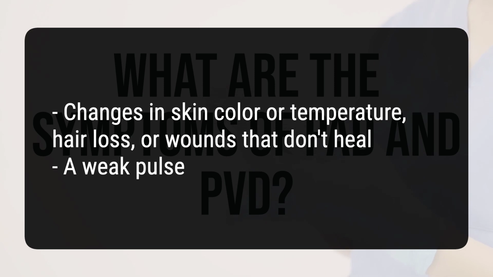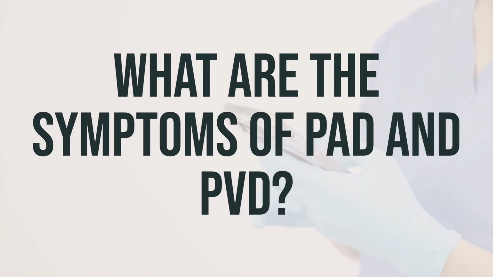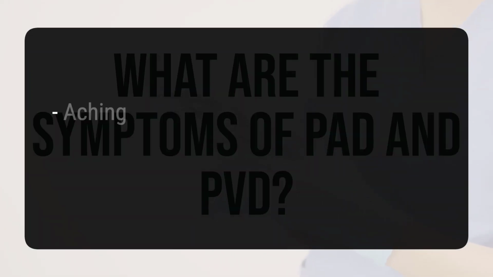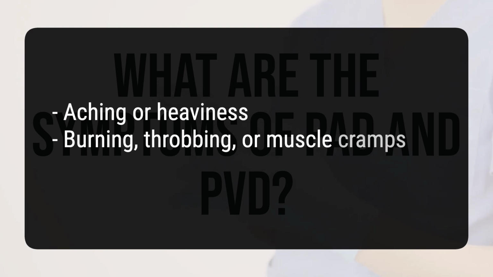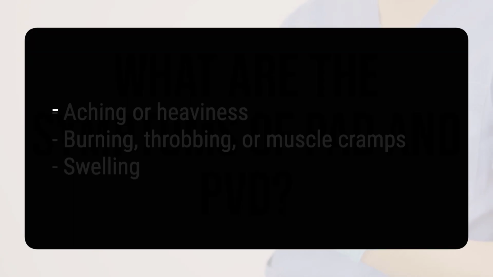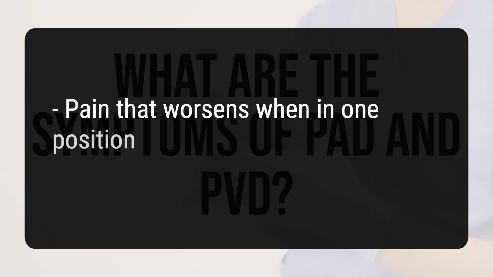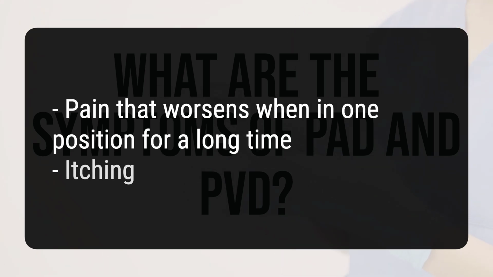A weak pulse. On the other hand, peripheral venous disease can cause visible changes in the legs, such as small damaged veins called spider veins, or larger, twisted veins known as varicose veins. Along with these visible changes, people may also experience uncomfortable symptoms in their legs, including aching or heaviness, burning, throbbing, or muscle cramps, swelling, pain that worsens when in one position for a long time, itching around the veins.